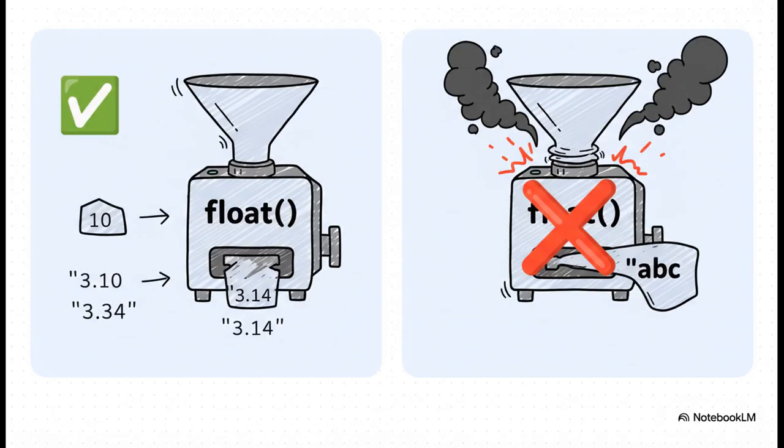Next, we've got float. This one is a little more flexible than the int function. It can take a whole number and just add a .0 to it, and it has no problem with a string that has a decimal point.